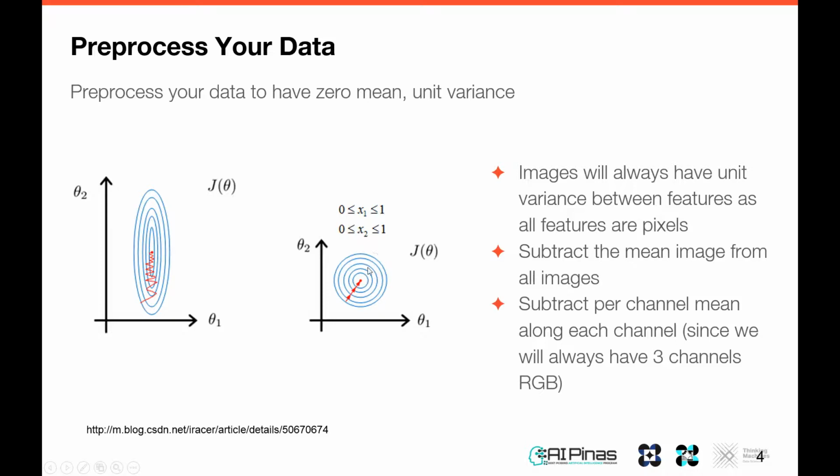Answer is pretty obvious. Images will always have similar variance between features because all of the features in an image are pixels, and all pixels take a certain range of values. But you can still improve data processing for images. Now, a couple of neat tricks: you want to subtract the mean image from all images. Second, you might also want to subtract the per channel mean along each channel, and you'll always have the RGB channels to work with.